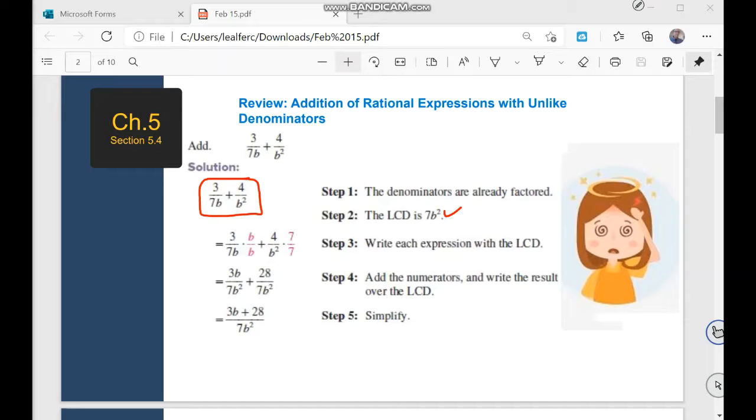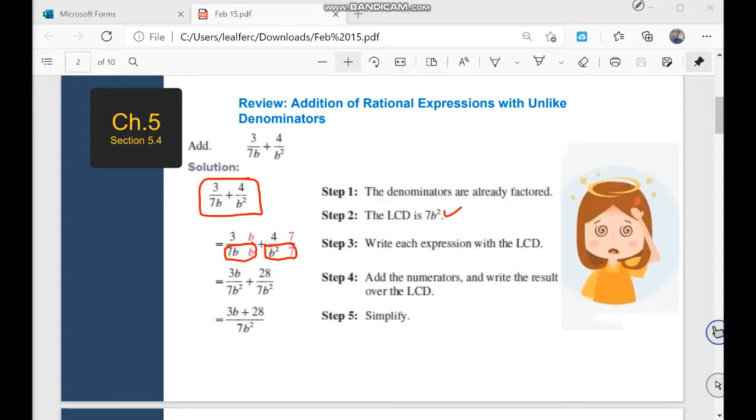Okay? Step number 3, write each expression using the new denominator, the least common denominator. So you're gonna multiply something here on each denominator that makes them equal to the least common denominator. But if you multiply something on the bottom, you have to multiply the same thing on the top to keep each fraction or each rational expression the same ratio.